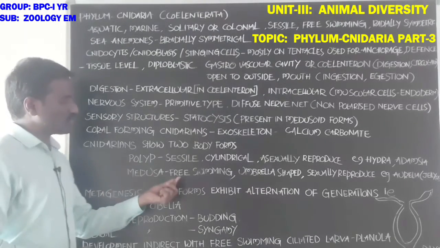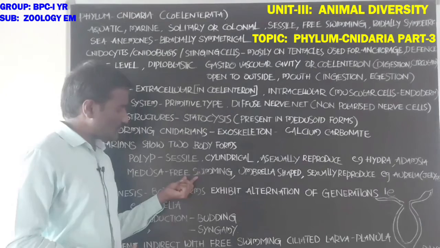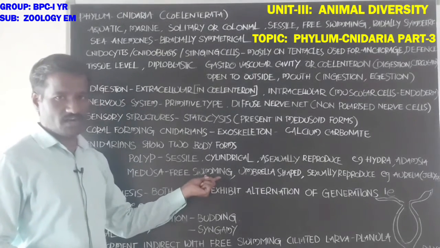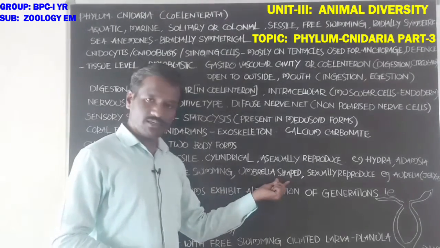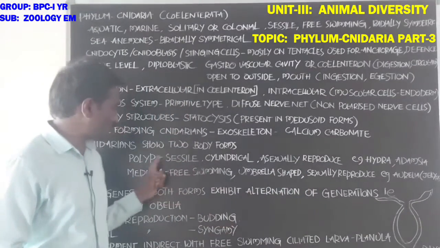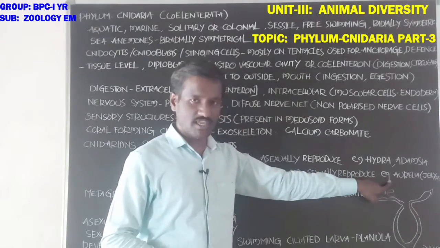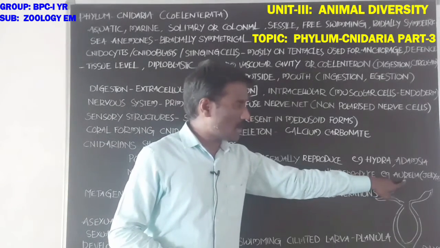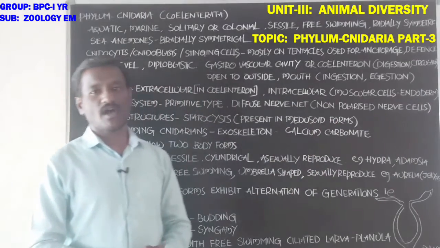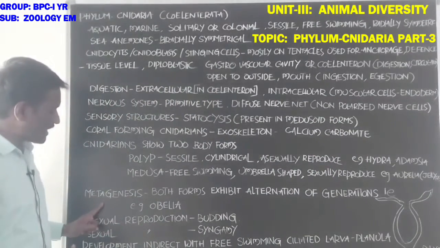What about the medusa? Medusa is free swimming in marine water, an umbrella shaped structure, and goes through sexual reproduction and produces polyp. Examples of medusoid forms: Aurelia, that is jellyfish.